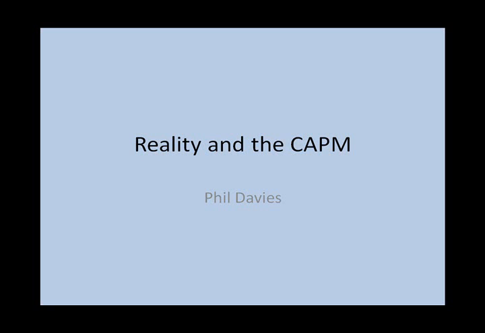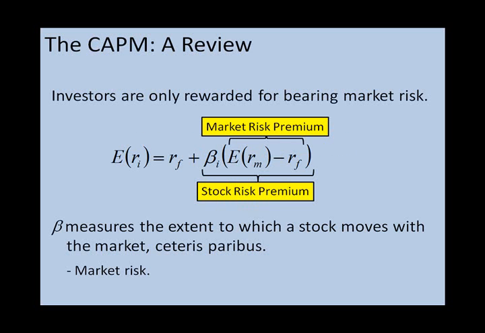Typically, managers use the CAPM to calculate their discount rates. If the CAPM doesn't hold, then calculating discount rates using the CAPM is not going to be very useful. The CAPM, if you recall, implies that investors are only rewarded for bearing market risk. And market risk is measured by beta, and it's the extent to which a stock moves with the market, holding everything else equal.